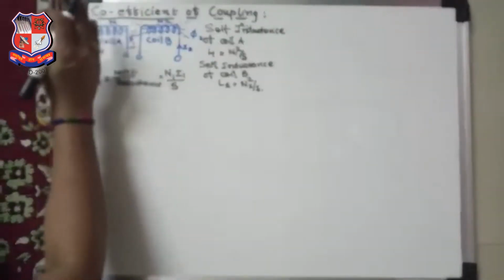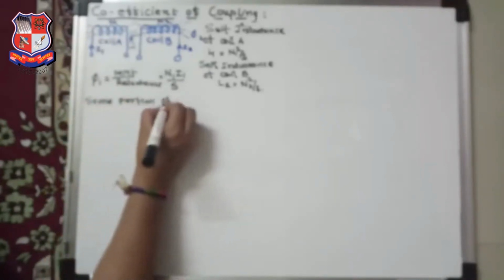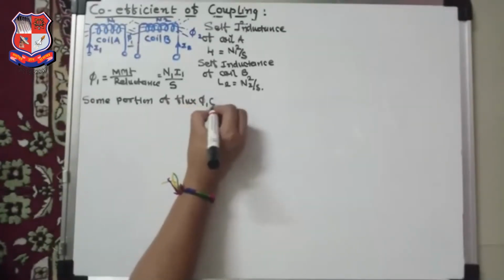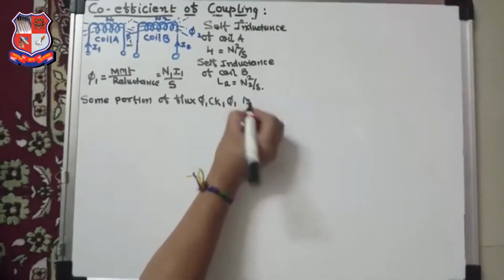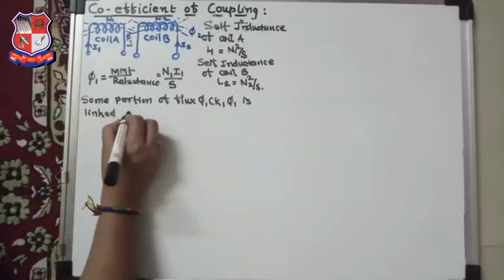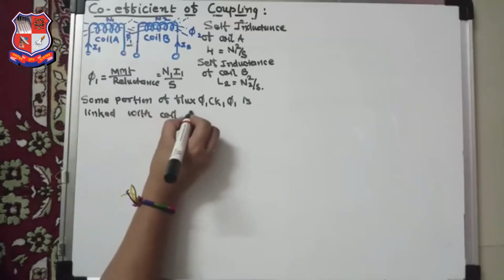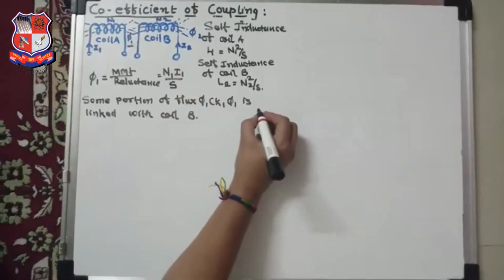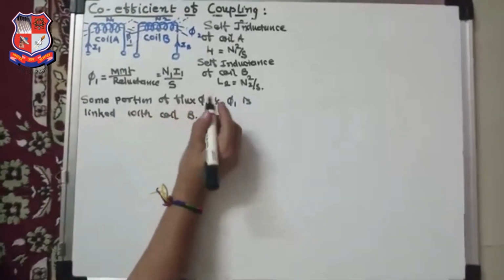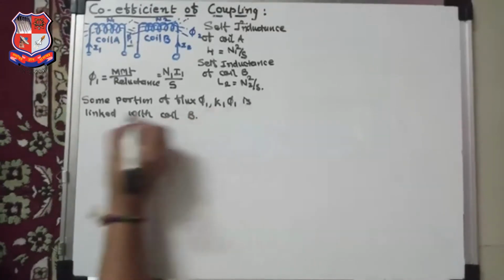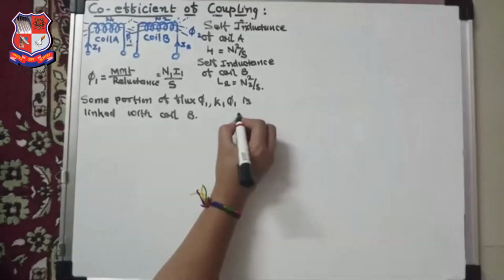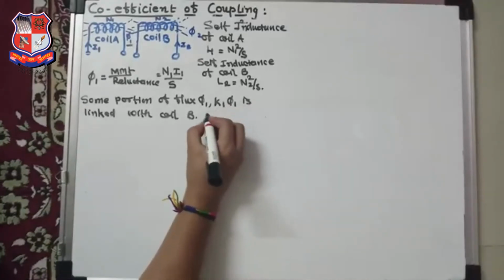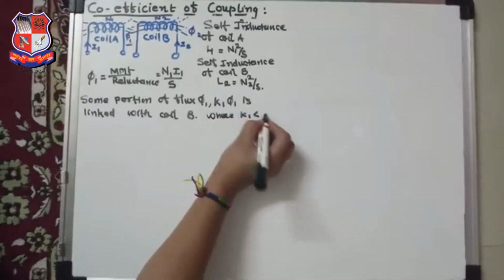Now some portion of the flux produced by coil A is linked with coil B. Some portion of flux phi1, that is K1 phi1, is linked with coil B, where K1 is less than 1.